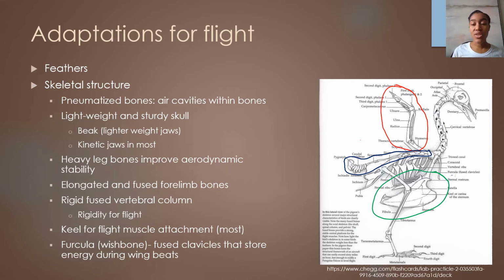And also they have these fused clavicles called the furcula, which you can see here. This is commonly called the wishbone of the bird. And this is the structure that stores energy during wing beats and helps to provide the energy for continued flight.